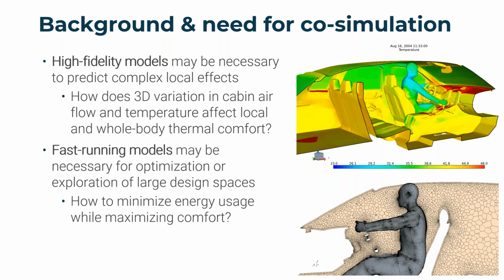But then on the other side of the spectrum, we might also need some fast running models if we want to do some optimization or explore a large design space with a lot of uncertain variables. So if we want to look at something like how can we minimize the energy usage of the HVAC system while also maximizing thermal comfort, that might require quite a few simulation iterations, which might not lend itself as well to these high fidelity models. So the question that we're going to try to answer today is, how can we get the best of both and apply the right tools at the right time?